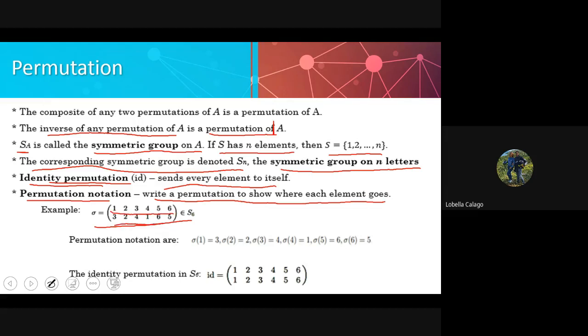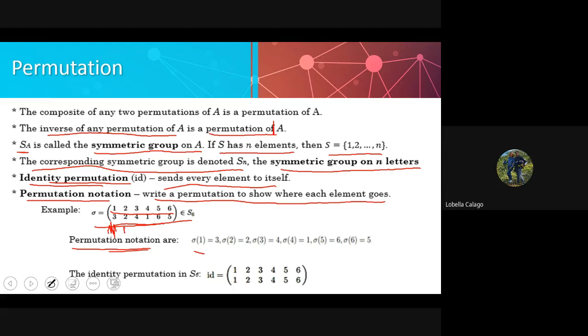Itong sa baba, ito yung kanyang mapping. Okay? For example, so what are the permutations? Permutation notation. So, permutation notations are, for example, si omega 1, saan yan pupunta? Omega 1 is equals to 3. Saan yan, ma'am? Ito yan, no? Tapos sa baba niya, yan. Yung 1 is going to 3.